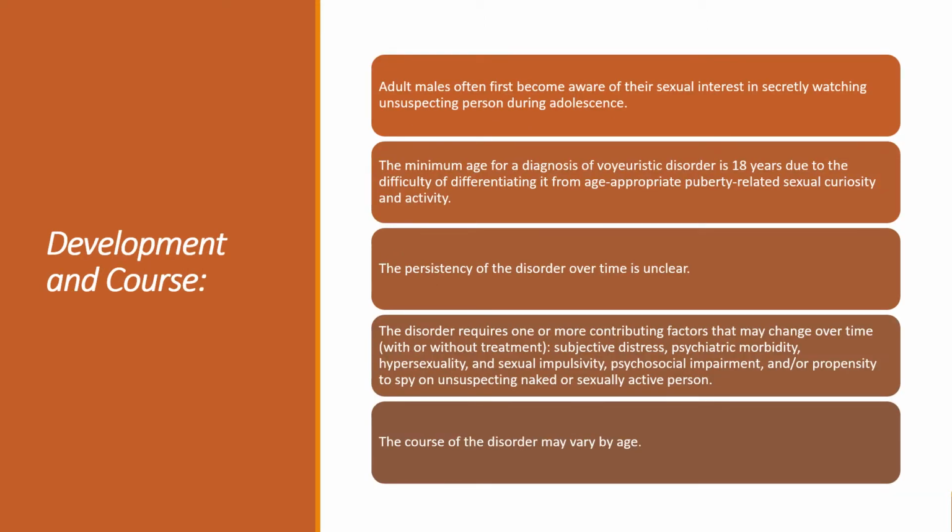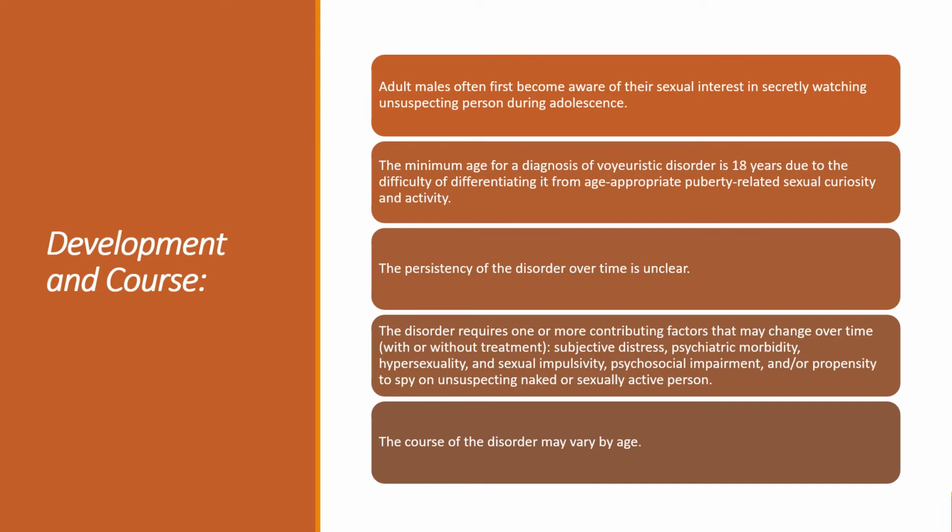For the development and course, the first is that adult males often first become aware of their sexual interests in secretly watching unsuspecting persons during their adolescent years, which is why we can't diagnose a person with voyeuristic disorder until they're 18, because it's very difficult to differentiate age-appropriate puberty, where males are becoming more curious, and the sexual curiosity activity may overlap with the disorder.